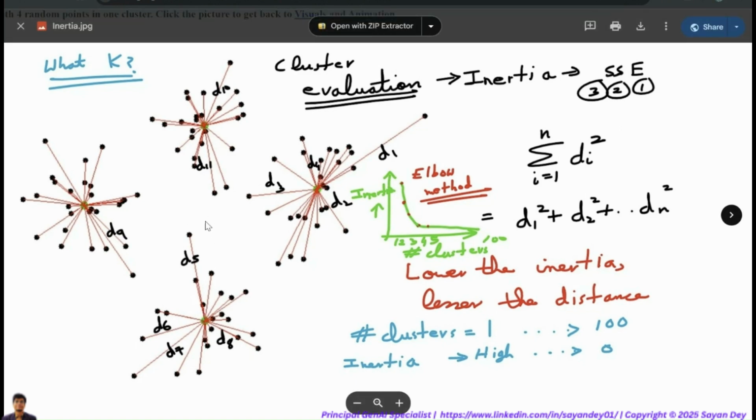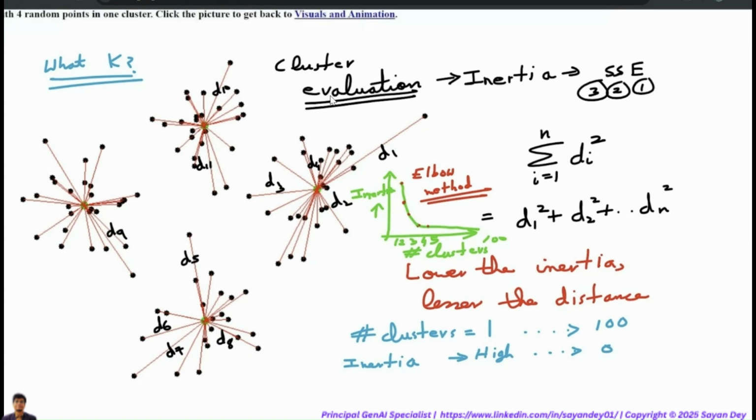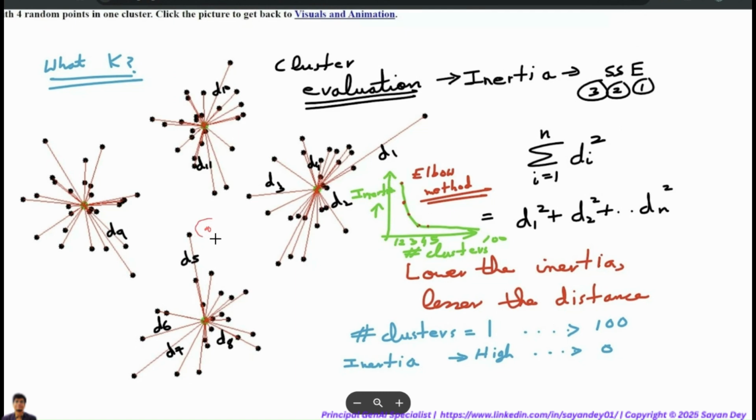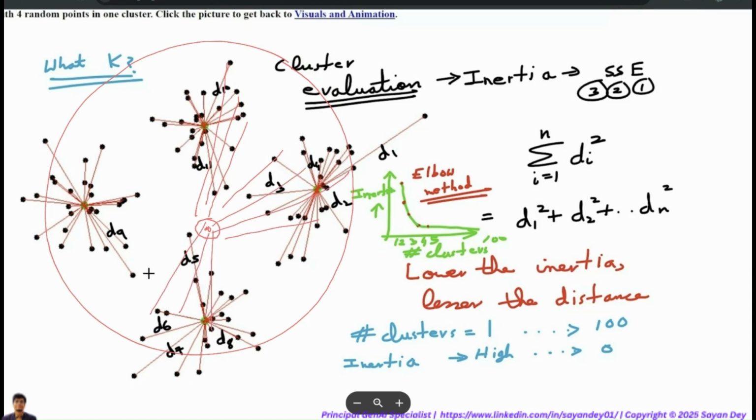So if I try to have a single cluster for all these data points, the inertia will turn out to be very high. You know why? Because if I just annotate it and show you, imagine I have a single cluster, so all these points are part of the same cluster. If I do that, then all these data points will be very, very far away from that centroid, right? If I have a single centroid, the inertia will be very high. So for cluster 1, inertia will be very high.